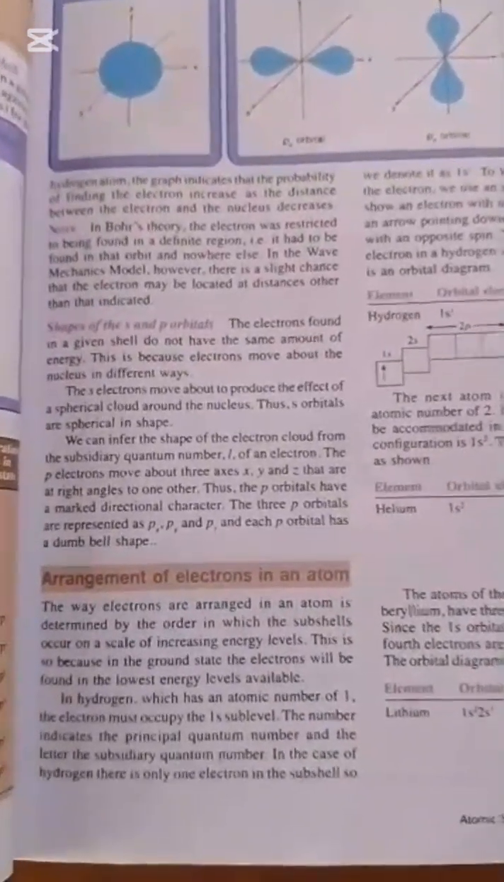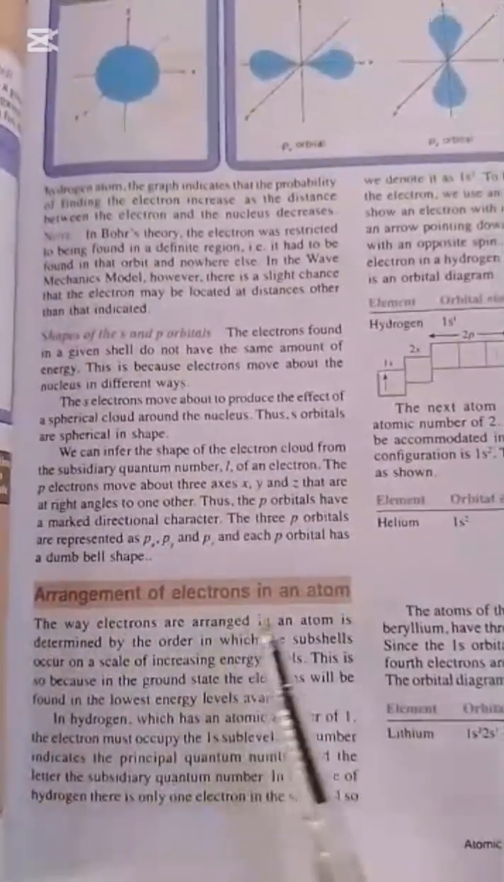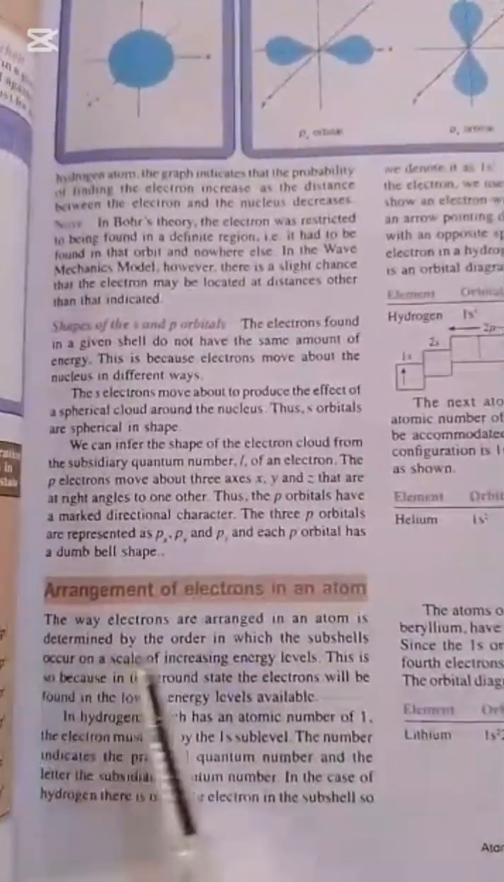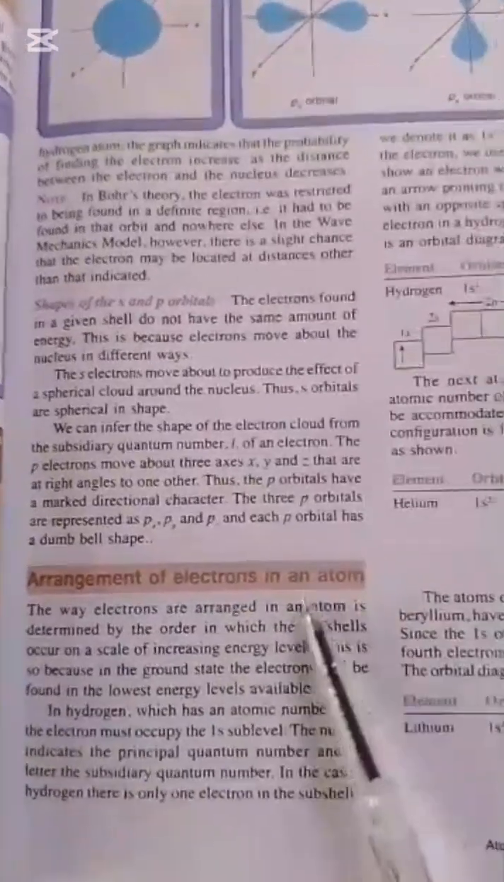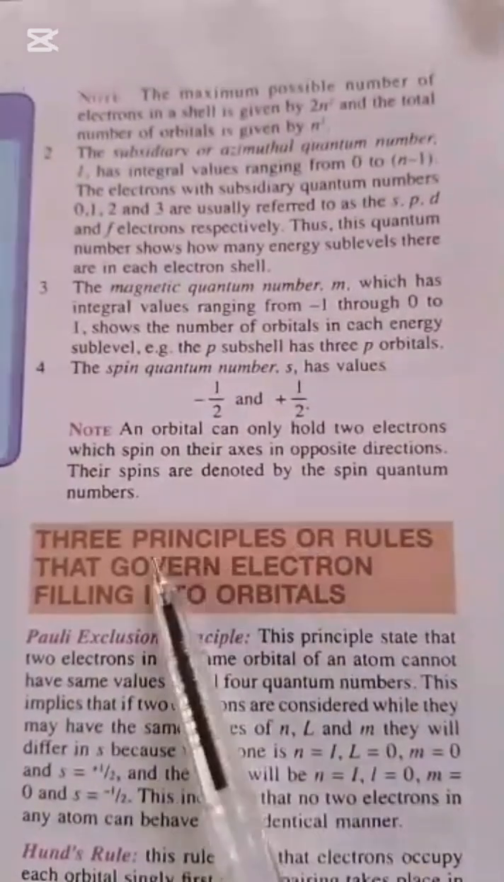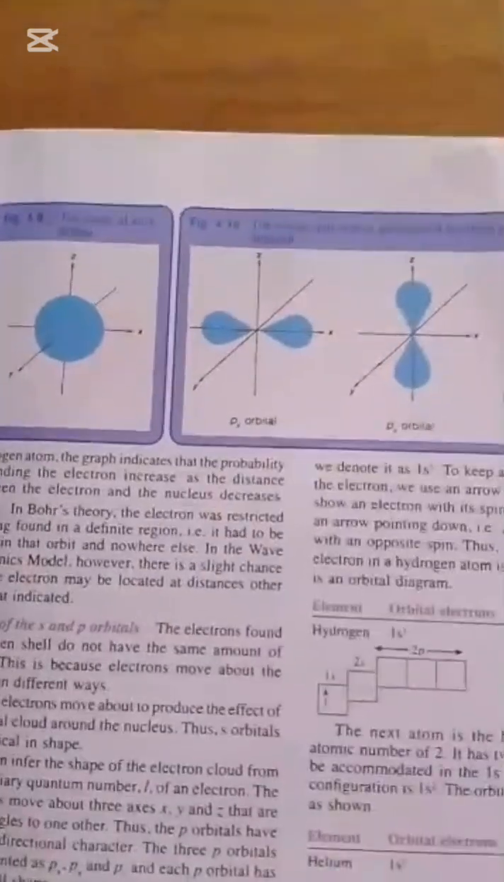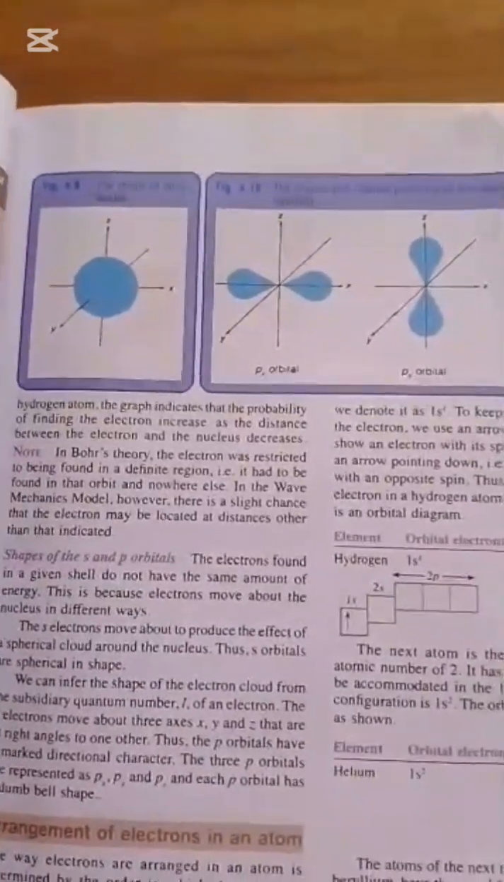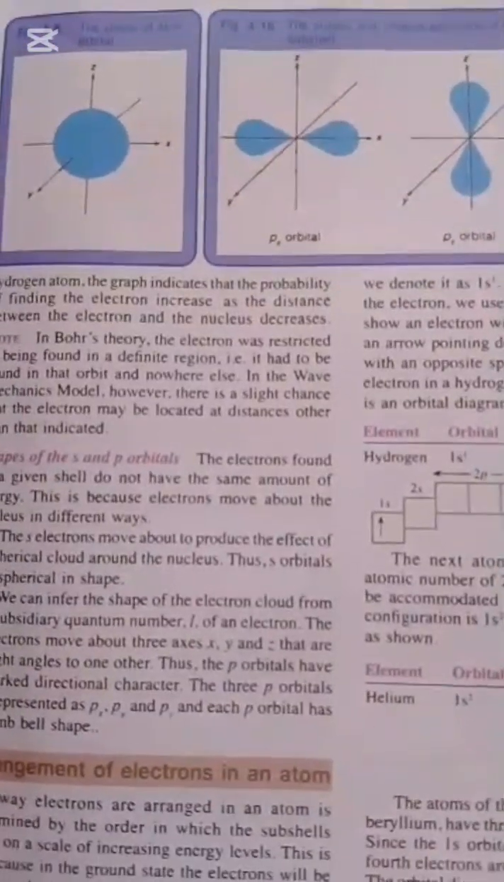In today's chemistry class, we'll be talking about the electronic configuration, which is basically the way electrons are arranged in an atom. This is determined by the order in which the subshells occur on the scale of increasing energy levels. So I will discuss subshells, energy levels, and in passing, we'll also talk about the 4 quantum numbers, and the principles or rules that govern electrons filling into orbitals. So welcome again to today's chemistry class, and the topic is electronic configuration, which is the way electrons fill into the orbitals.